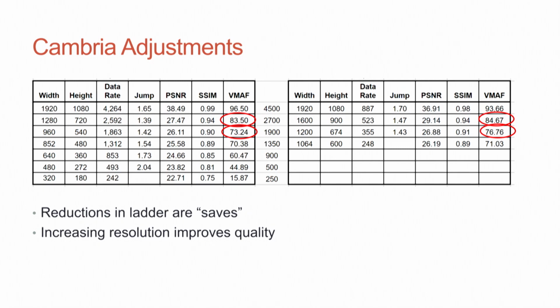Now, why do we like increasing the resolution? This is a very easy to encode clip. It came in at 887 kilobits per second. And instead of using 1280 by 720, Capella increased the resolution to 1600 by 900 and improved the VMAF score from 83 to 84. And instead of using 960 by 540, it used 1200 by 674 and increased the VMAF score from 73 to 76.